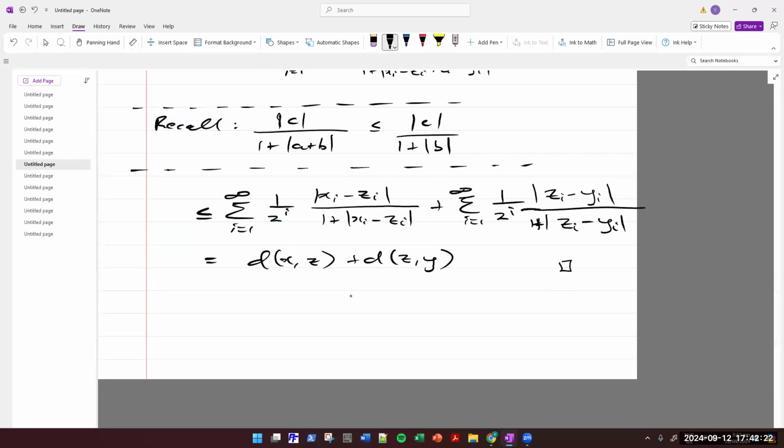Therefore, the sequence space is a metric space. Okay.